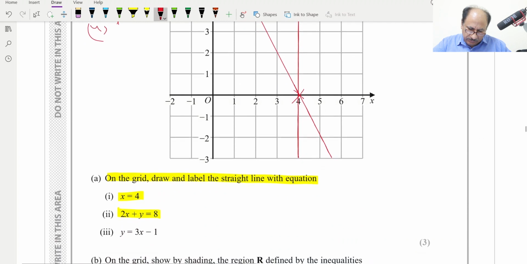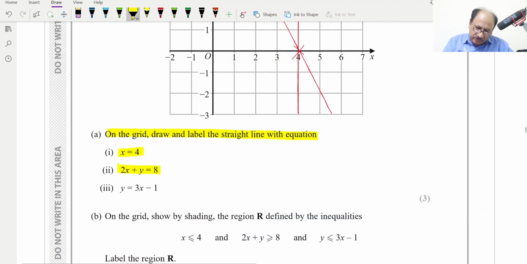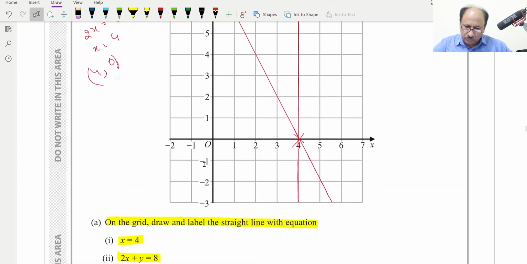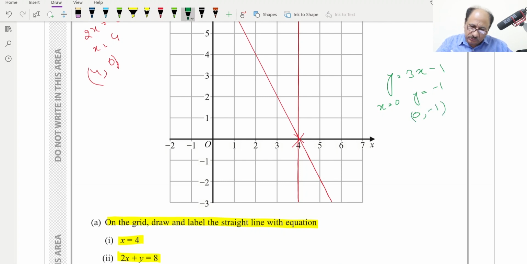Now the third line is y is equal to 3x minus 1. So if x is equal to 0, y will be equal to minus 1. So the point will be 0 and minus 1. So 0 and minus 1 will be this point.